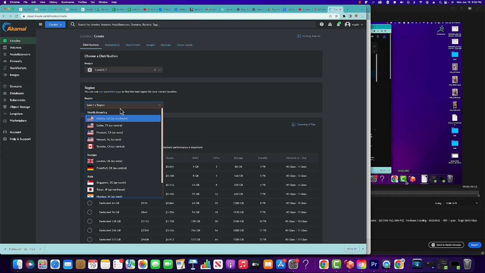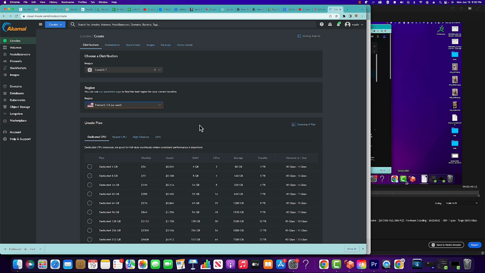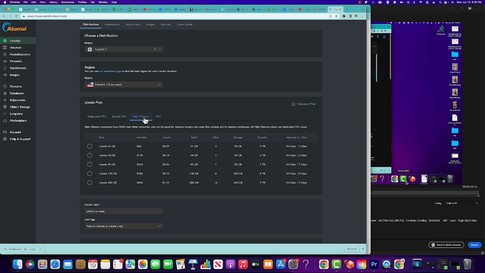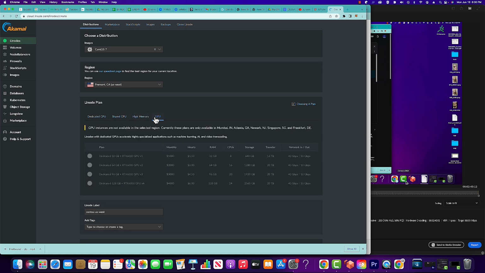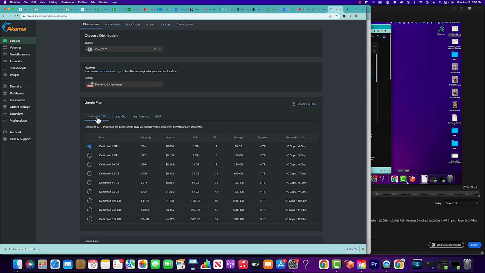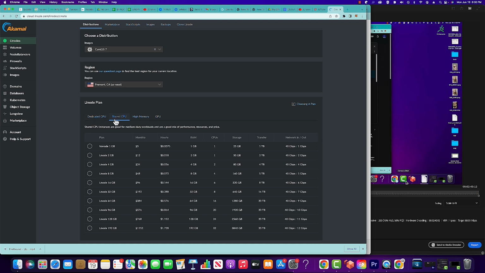So I'll just choose one of the locations, let's say Fremont, California, and we'll pick a small one. As I told you, these are the fundamental resources of a server. So we have dedicated CPU, shared CPU, high memory, and GPU. GPU you can think of as a CPU on steroids, that has more processing capabilities. We'll not really touch GPU. GPU is expensive, and we don't need dedicated CPU. Dedicated meaning it will be just dedicated to us. So shared CPU means that we will be sharing a part of the central processing unit.